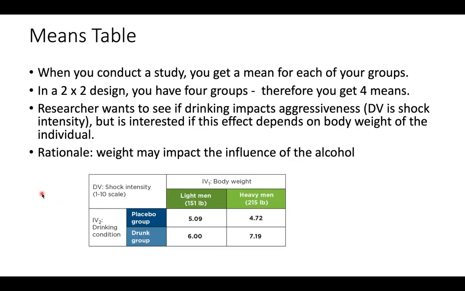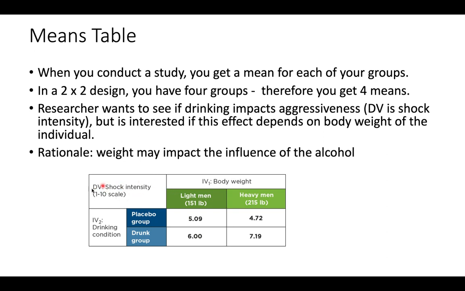So let's just keep it simple and have an example with a 2x2 design. And let's imagine that we want to understand the impact of alcohol. So whether you have drank alcohol or not, we have a drunk group and a placebo group down here, versus the effect of alcohol on shock intensity, which is going to be a measurement of aggression. So if you remember the Stanley Milgram experiment where participants had to make decisions about shocking another person, this is kind of like that.